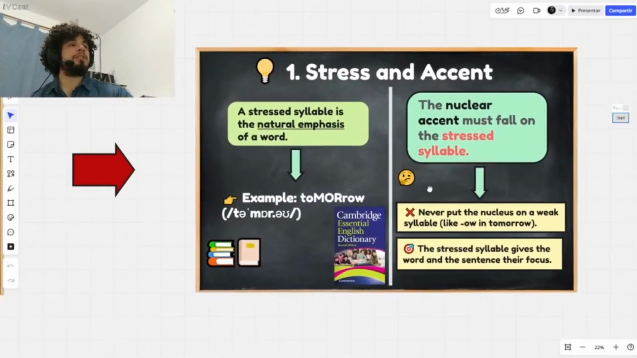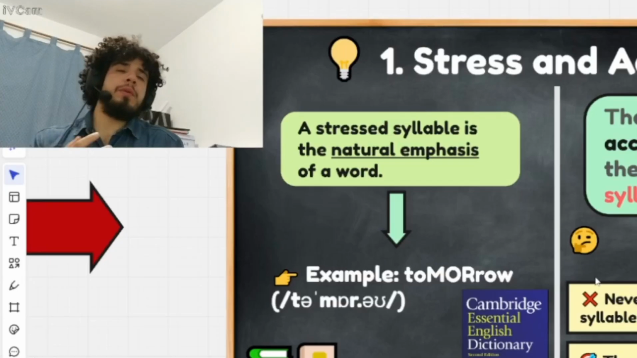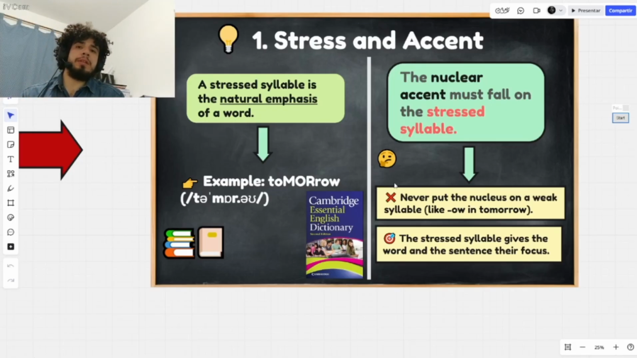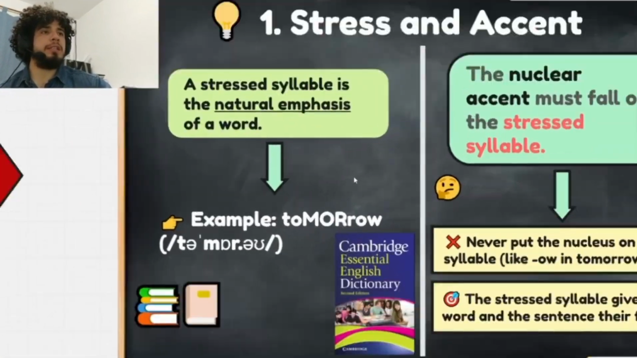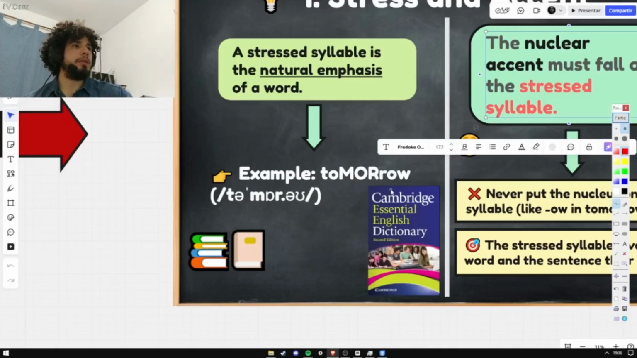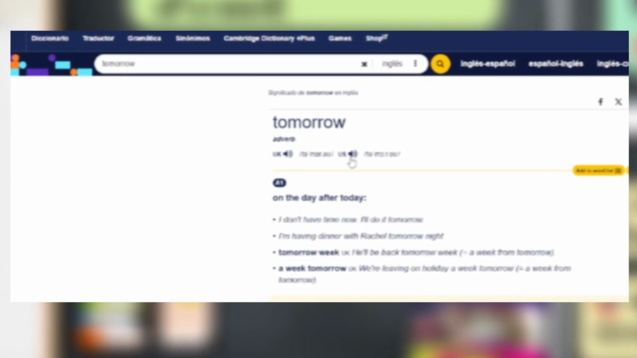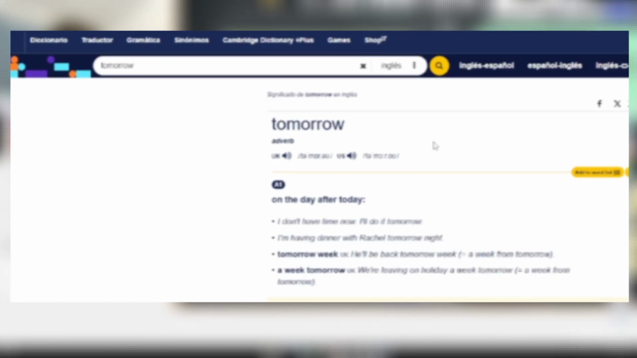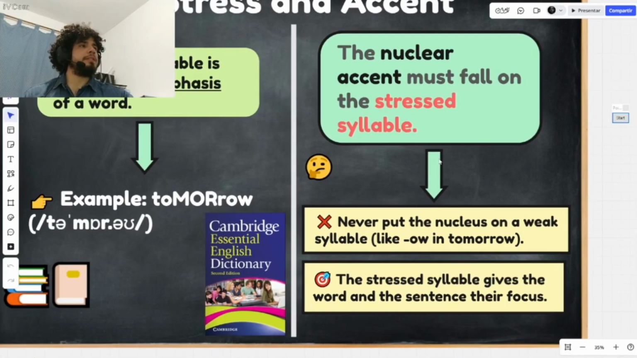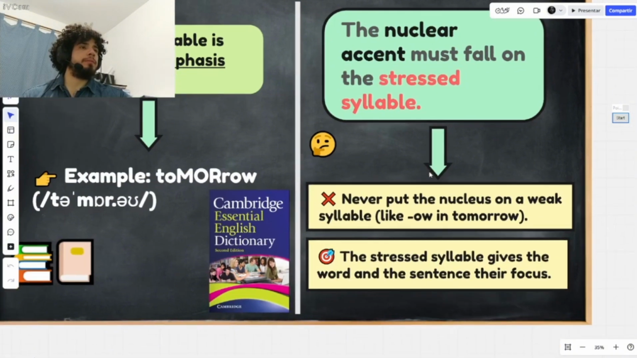Okay, stress and accent. Every word in English has a natural stress. This is the syllable that we pronounce with more energy, pitch, or length. So you can see the example with the word tomorrow from the dictionary. Tomorrow. Tomorrow. Alright, what else? The nuclear accent must fall on the stressed syllable.